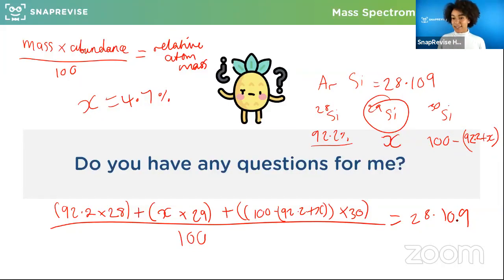Does that make sense for everyone? And we got 4.7%. Does that all making sense? Have we stopped listening? Does it make sense, people? Yes.